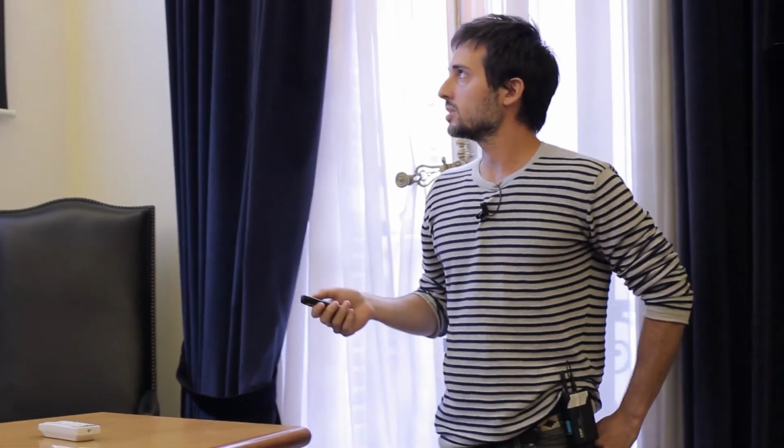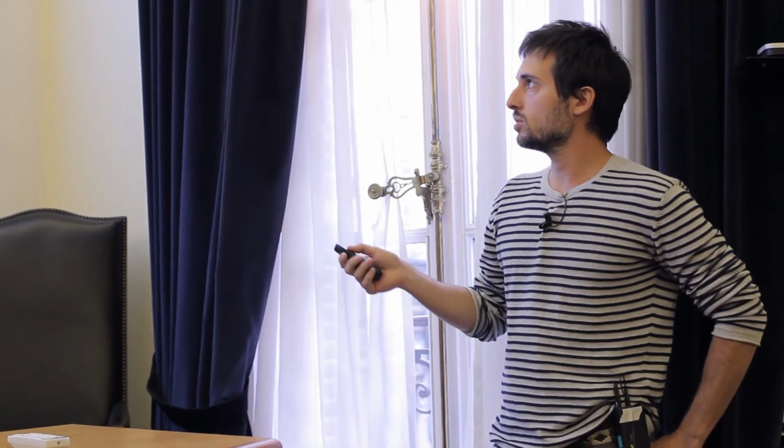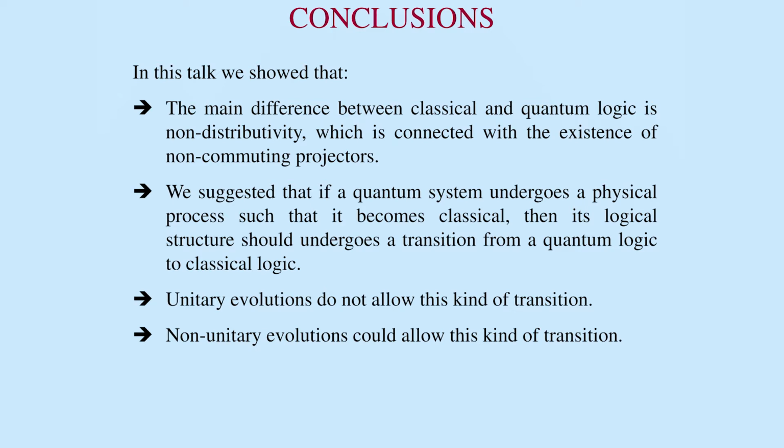Well, here there are some conclusions. We talked about the main difference between classical and quantum logic. We also connected this with the existence of non-commuting projectors. We also suggested that if a quantum system undergoes a physical process such that it becomes classical, then its logical structure should undergo a transition from a quantum logic to a classical one. Then we showed that unitary evolution does not allow this kind of transition, and that other kinds of evolution, like non-unitary, could allow this kind of transition.